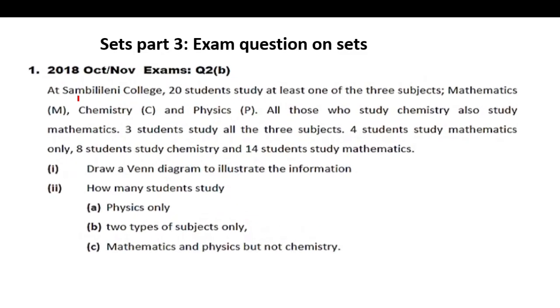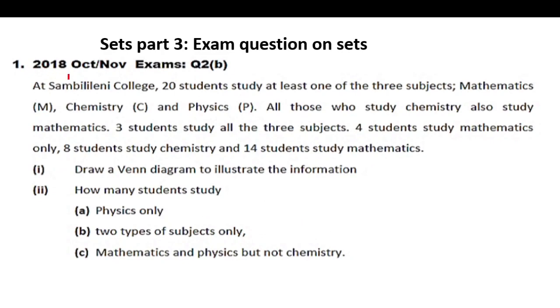So let's go straight and look at question 1, which came in the 2018 October November examination. Question 2b. At Sambiriren College, 20 students study at least one of the 3 subjects: mathematics, chemistry, and physics. All those who study chemistry also study mathematics. 3 students study all the 3 subjects. 4 students study mathematics only. 8 students study chemistry, and 14 students study mathematics. 1. Draw a Venn diagram to illustrate the information. 2. How many students study A. Physics only, B. 2 types of subjects only, C. Mathematics and physics but not chemistry.